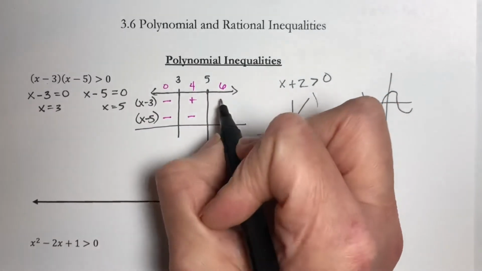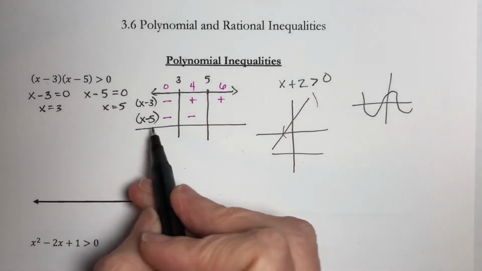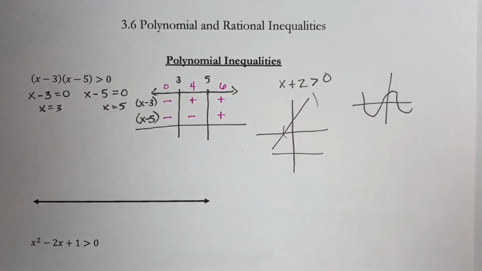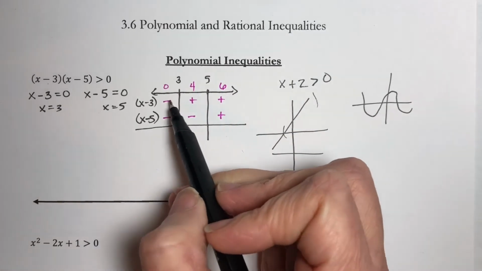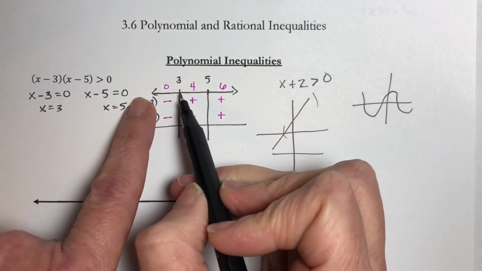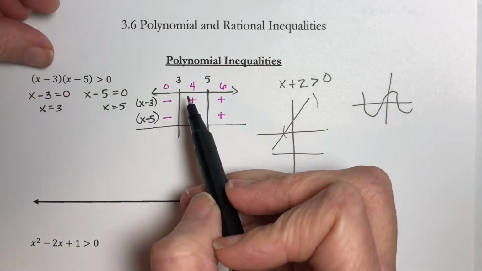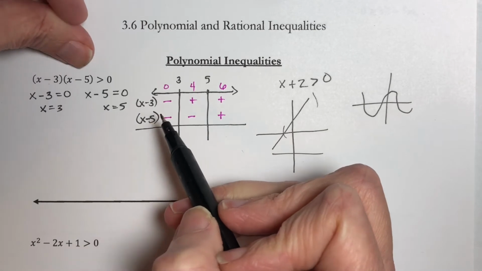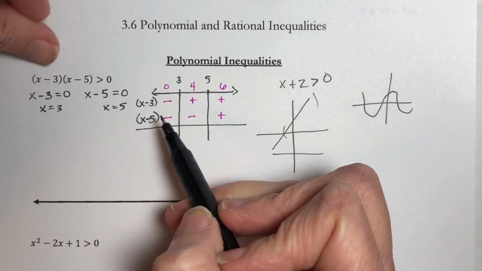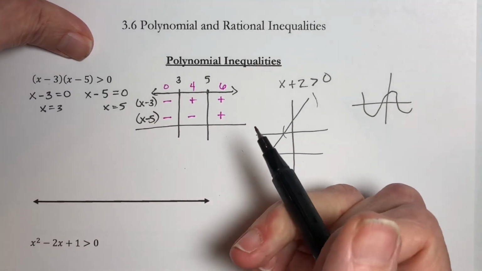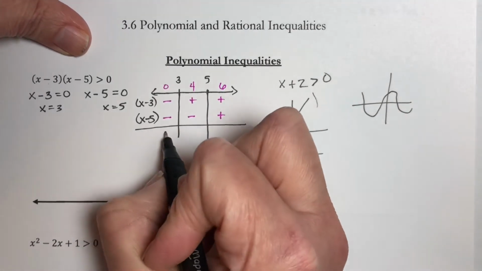6 minus 3 is positive. 6 minus 5 is positive. Okay, so what is it that I've done? What I have here is if I plug in a number in this region of the number line, so something smaller than 3, I get a negative here and a negative here. When you multiply those two together, I'm not worried about the exact answer, but if I multiply two negatives together, I get a positive answer.